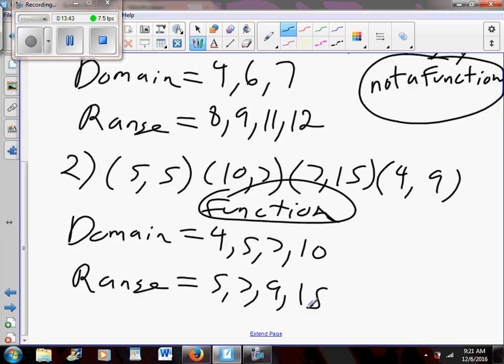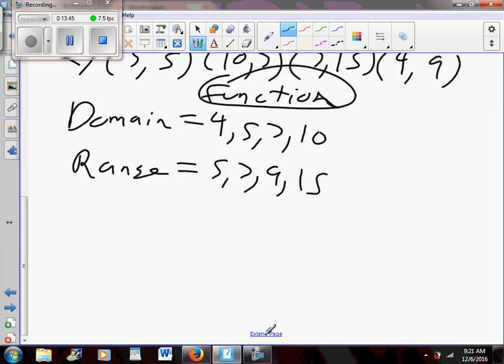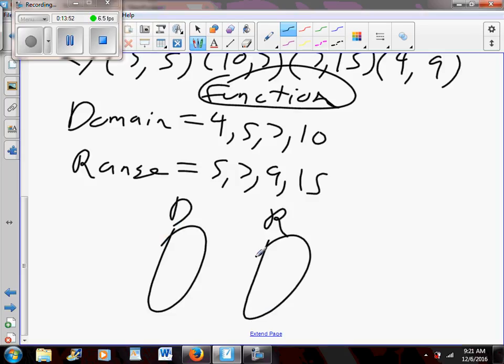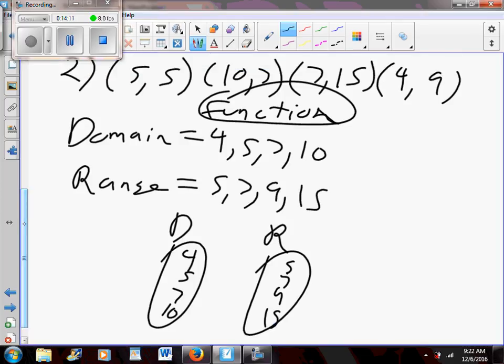15. Okay, now, y'all remember when we did these ovals? I'll put a D here and an R here, right? And I put the elements of the domain, 4, 5, 7, 10. Y'all paying attention here? Be quiet. The range is going to be 5, 7, 9, and 15. Well, let's look at how these numbers are paired together and draw some arrows here.